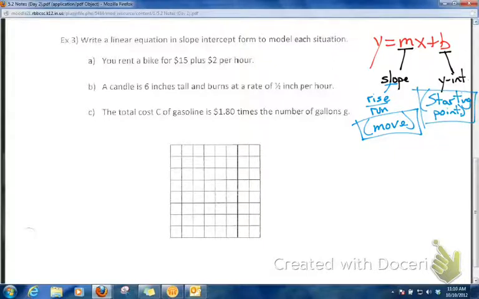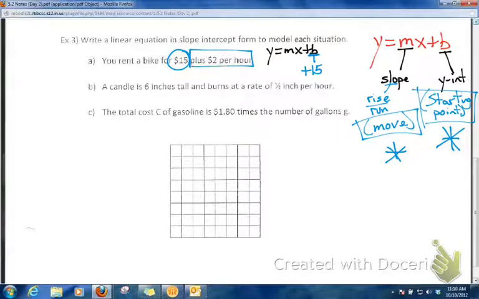The first equation says you rent a bike for $15 plus $2 per hour. Well, if I use these words that I've talked about over here, you might say, okay, well, what am I starting at? Well, I'm starting at $15 because I have to pay $15 no matter what. So in my y equals mx plus b equation, 15 is going to be my b because that's the starting amount. I'm starting at paying $15. That's a guarantee. And then you might say, well, if that's the case, then the plus $2 per hour is how I move.